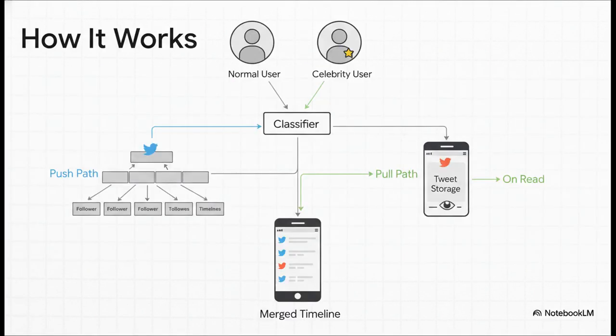So here's how it actually works. The system's first job is to classify every single user. Are you normal, or are you a celebrity? When a normal user tweets, it goes down the push path. A fan-out service just zips that tweet into their followers' timelines. But when a celebrity tweets, nothing gets pushed. Instead, when you open your app to see your timeline, the system says, oh, hey, I also need to go grab the latest from that celebrity, and it pulls their tweets in on demand, mixing them into your feed. Two completely different paths for two different types of users.